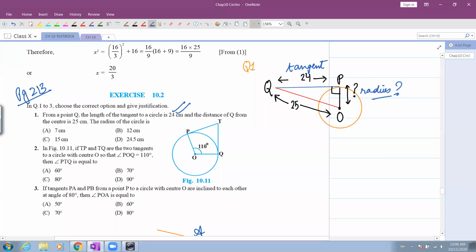Can you find out? Yes, ma'am. That's correct. By Pythagoras theorem, you can solve this. By Pythagoras theorem, you will have the answer as the square root of 25 squared minus 24 squared. This will be root 49. The answer will be 7 centimeters.